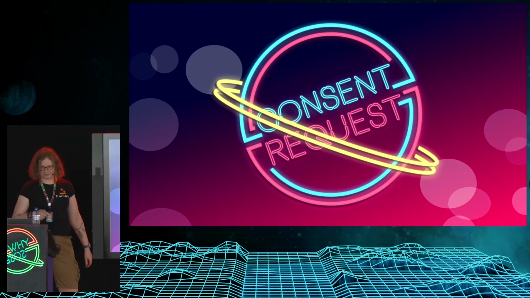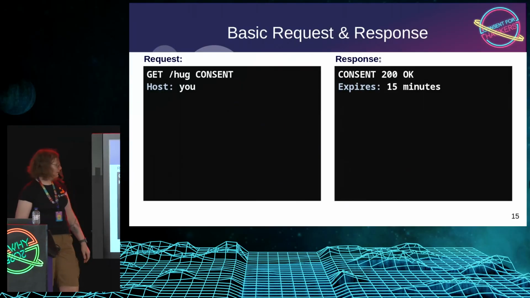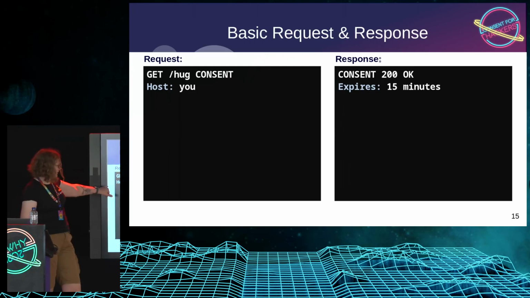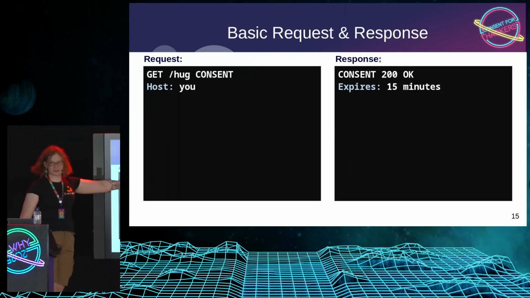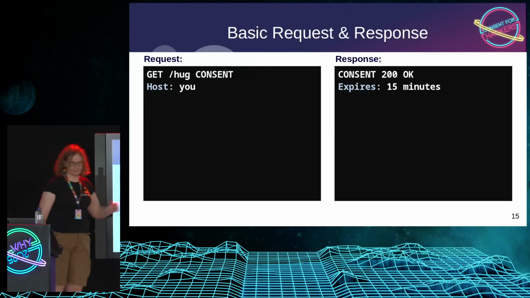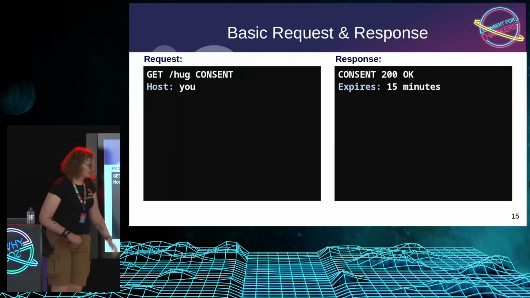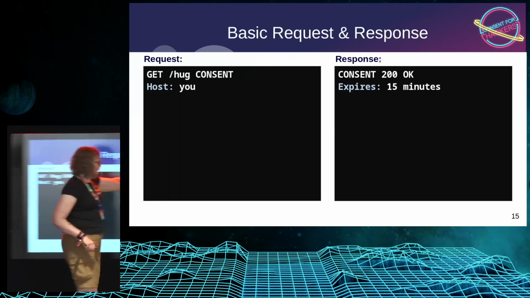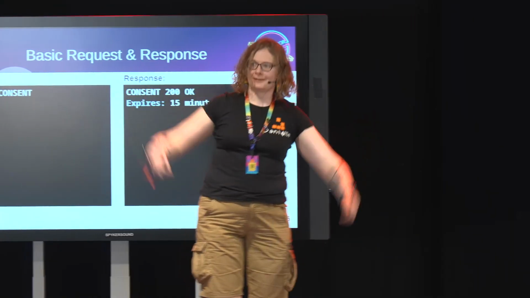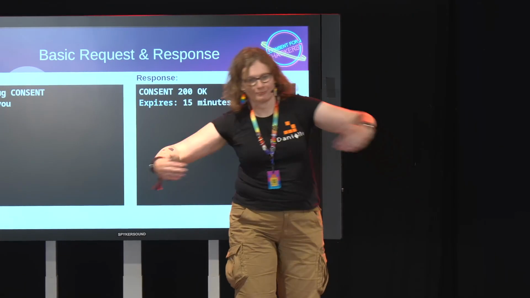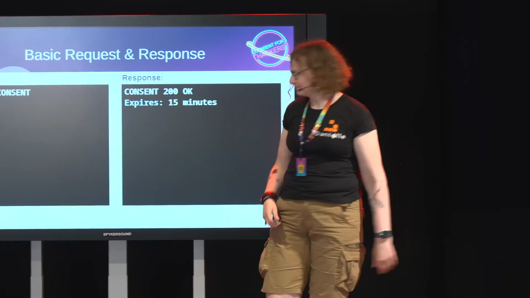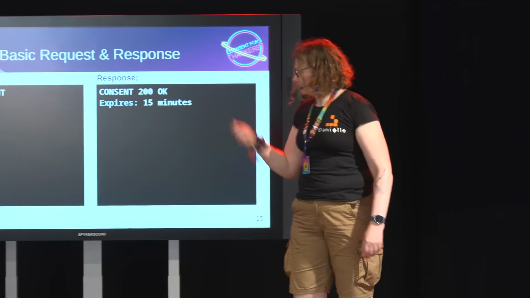Now we're going to talk about the human stuff. Basic request and response for my little consent protocol I created. GET hug consent. Host: you, because I want you to ask. And my response is 200 OK. So GET hug consent, and I answer with, that's consent. That is the basic request-response pair.